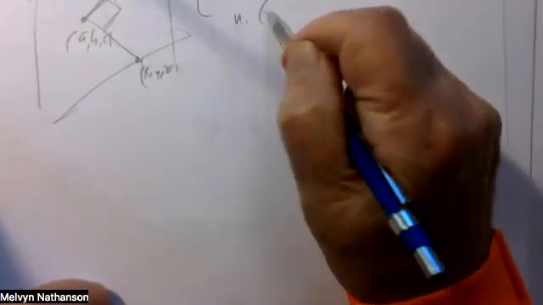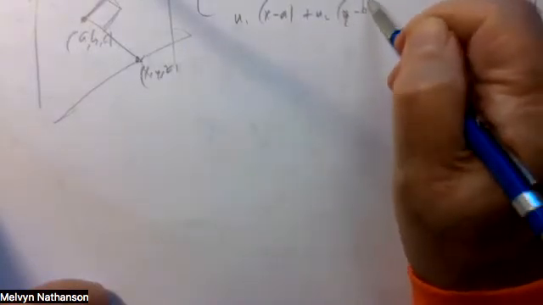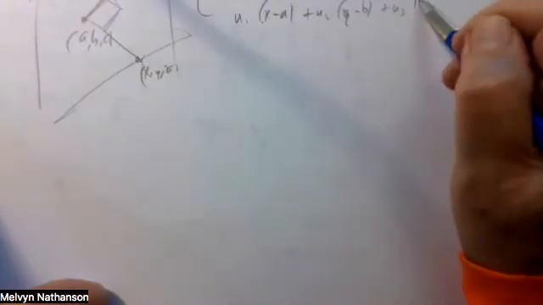So the equation of my plane, when I take the dot product of these two, is u1 (x minus a) plus u2 (y minus b) plus u3 (z minus c) equals 0.